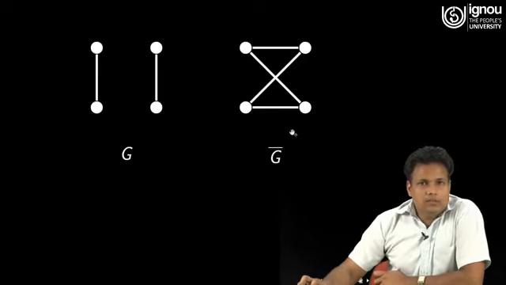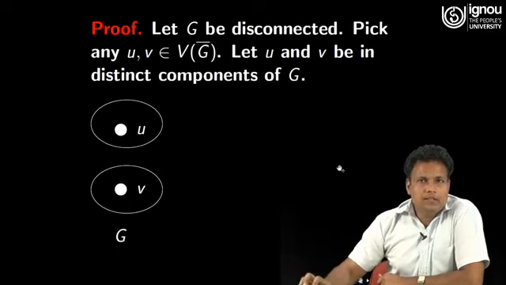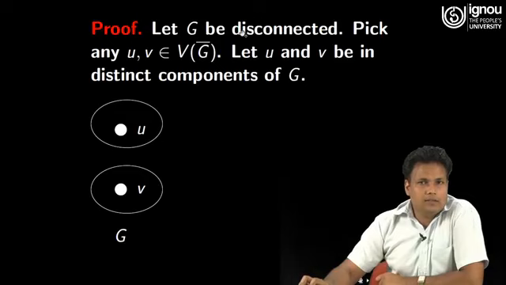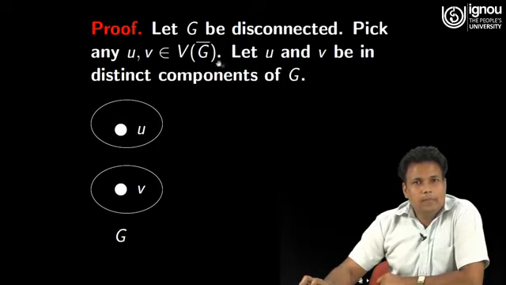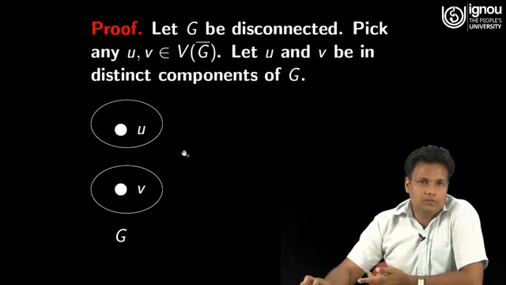So, now we shall prove this result. We shall assume that G is disconnected, and then we show that G bar is connected. So, we shall pick any two vertices U and V in G bar, and of course, these are also vertices of G, but G is disconnected. So, there are two cases: either both U and V lie in the same component of G or in distinct components of G.